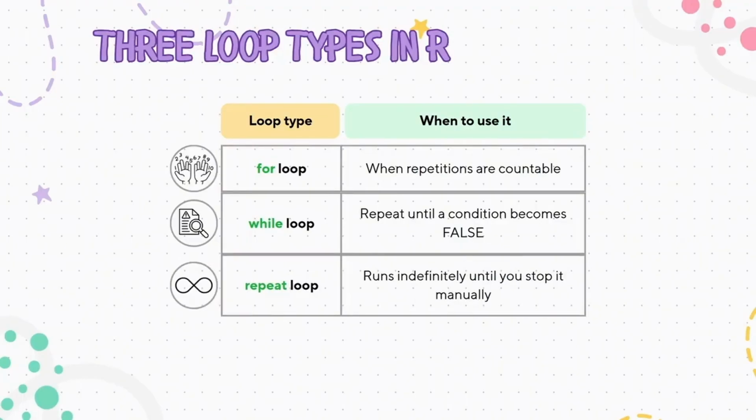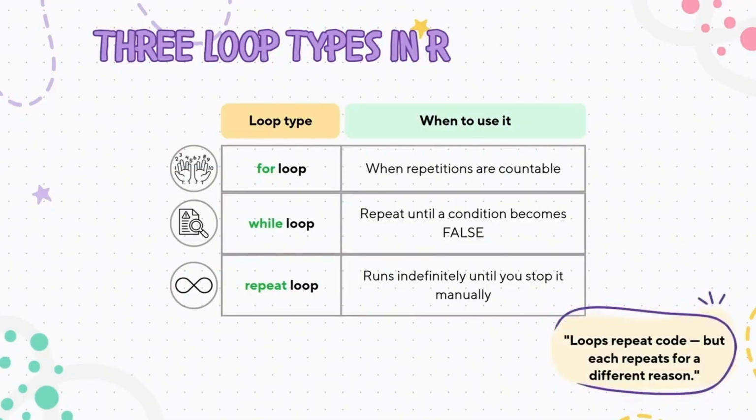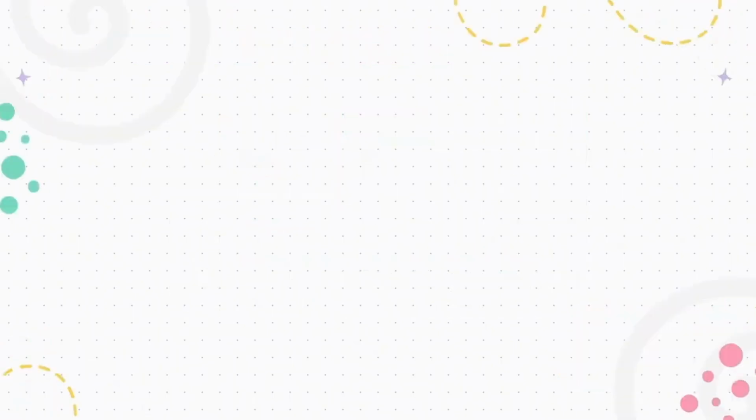And like I said, all of these loops repeat code, but each repeats for a different reason. Now we'll break each one of these loops down one by one later on in the video with syntax and examples. But before we start working with them, let's get to know about loop control, since we will be needing these when we work with loops.